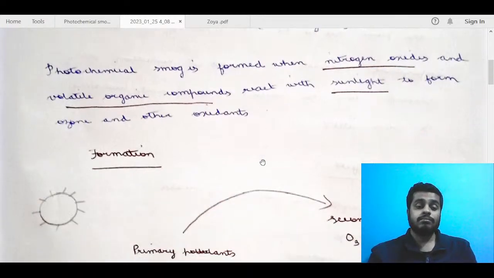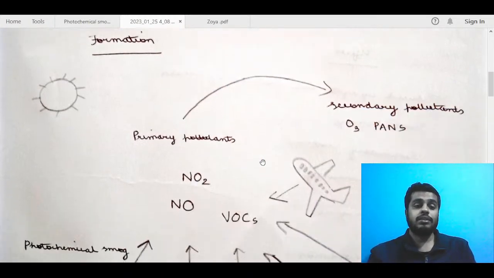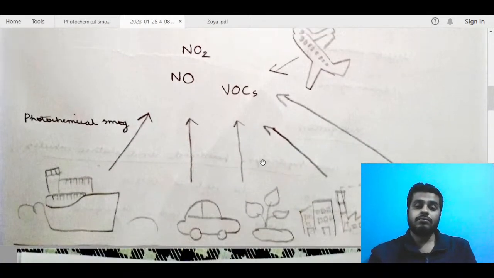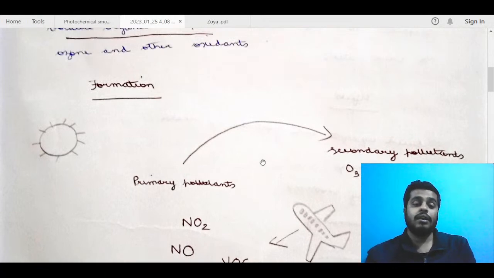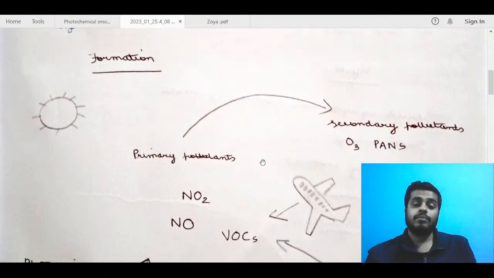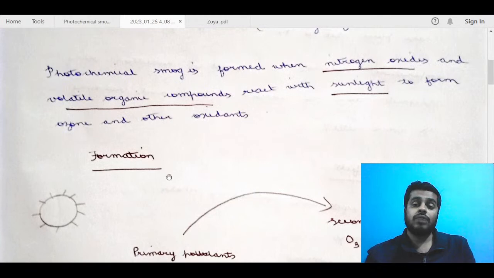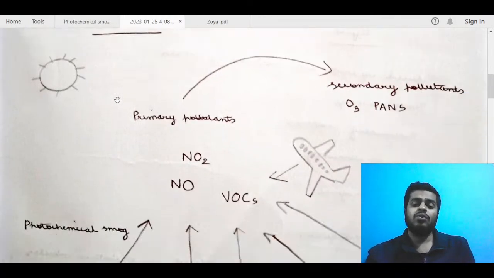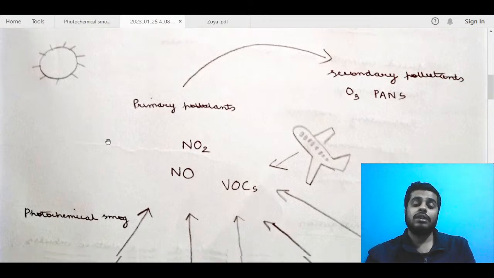So this is fine. Formation, okay. Photochemical smog, good. I think you have drawn a very good diagram. So this will be good, but you can just explain it also. This photochemical smog forms from nitrogen oxides and water. So, okay, fine. You have explained it here only. I think this is good, and there's no need to draw a plane and all.